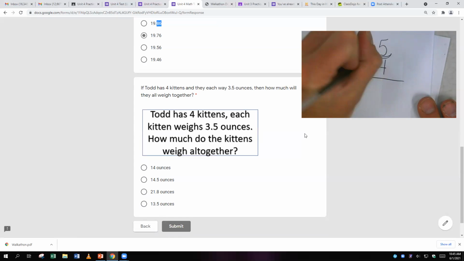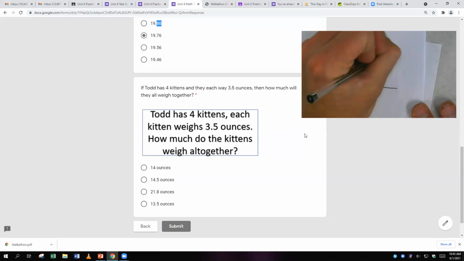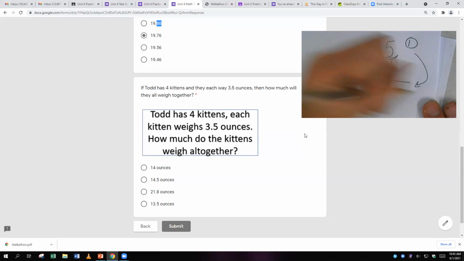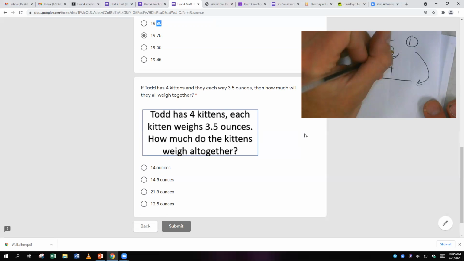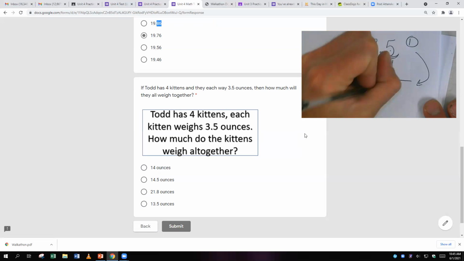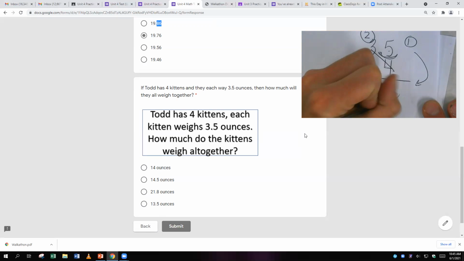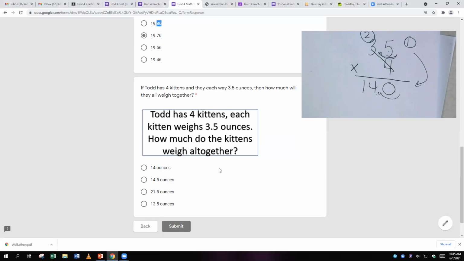So the first thing is get rid of the decimal. Somewhere put how many decimal numbers there are, so I can make sure that that decimal goes back in my answer. So 5 times 4 is 20. 4 times 3 is 12, plus 2 is 14. The answer needs to have 1 decimal, right? So the answer is 14.